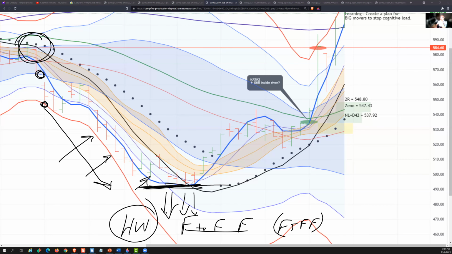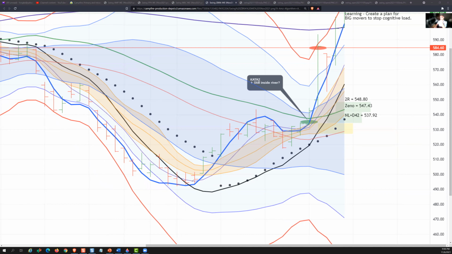It makes a little shelf. There's your P1. There's your regression line crossover outside the river. Here it crosses the baby dragon, enters the dragon, crosses the spine, leaves the dragon. You could actually buy this one because it broke the PSAR. So you'd probably end up getting that entry there, which is fine.